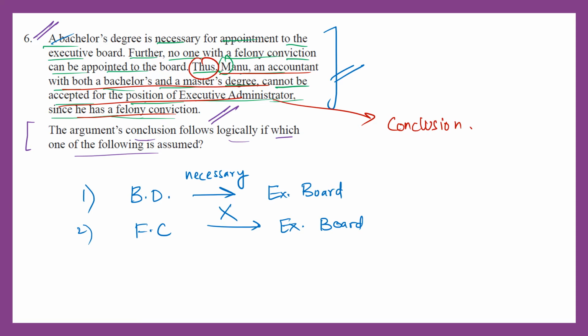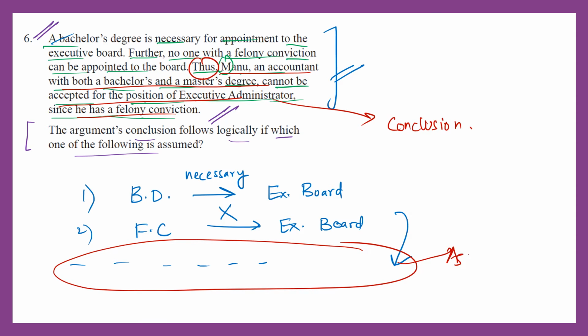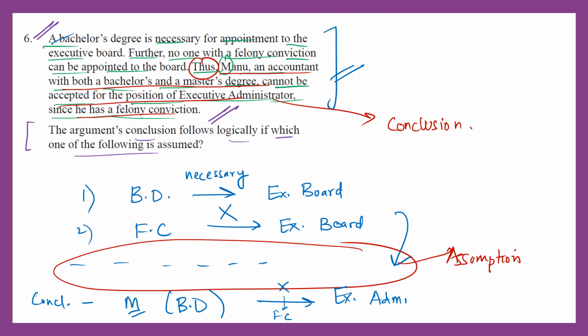It goes on to conclude, and that's where you'll have the assumption in between. This is where the assumption would be. The conclusion is that M, an accountant with a bachelor's and a master's degree, which means he has a bachelor's degree, cannot be accepted to the executive administrator post, since he has a felony conviction.